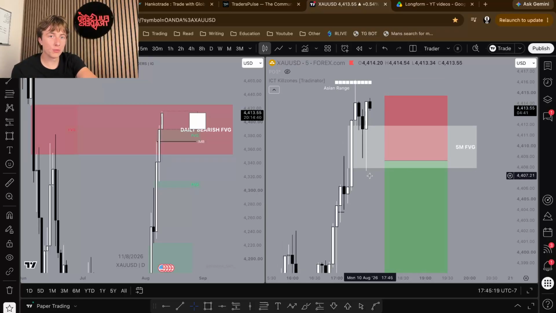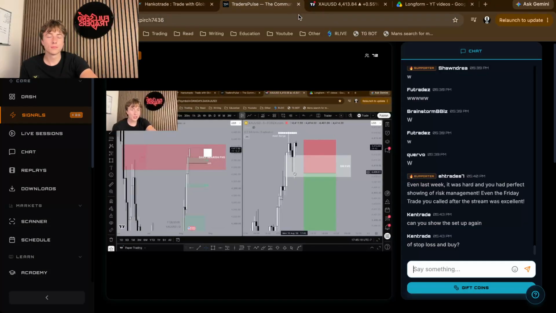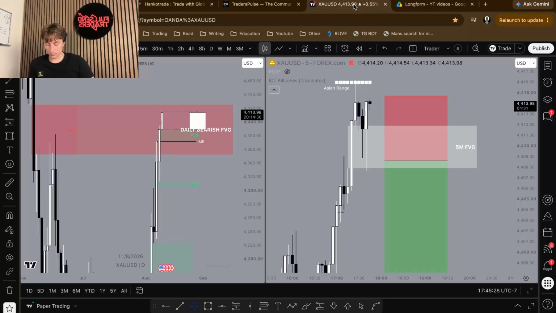Let's see if we push back through this low. I'd love to see that happen. All right, we are pushing up away from this gap.